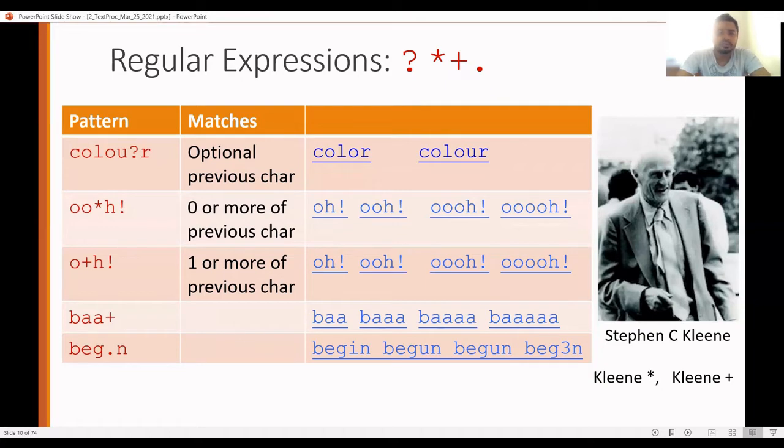Now let us focus on a few particularly interesting regular expression symbols. That is the question mark, the star, the plus, and the dot. The star is known as the Kleene star, and the plus is known as the Kleene plus.